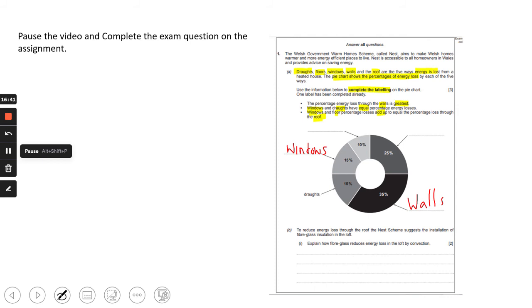The next one, windows and floor percentage losses add up to equal the percentage lost through the roof. So if it adds up to the roof, we know that the biggest one left is going to be the roof, which is 25%. So put roof here. And then the 10% must be the floor. And if we add the 15% and 10%, it does make 25%. So that's right. Well done if you got that right.